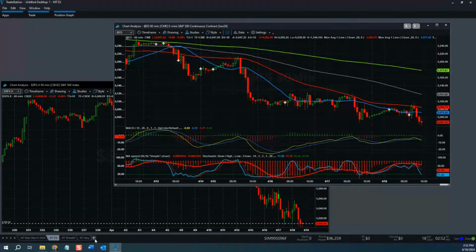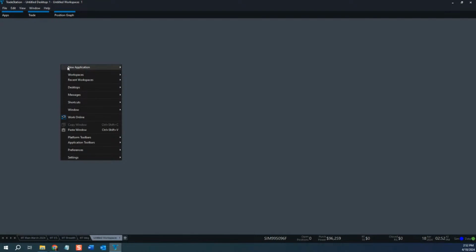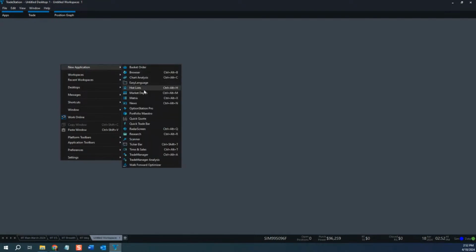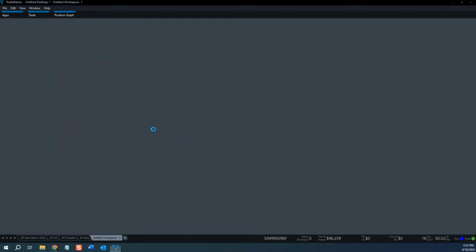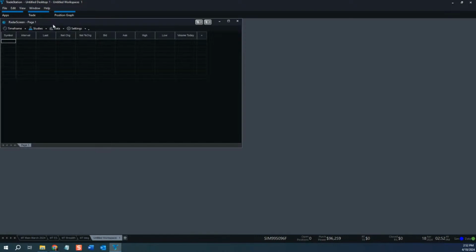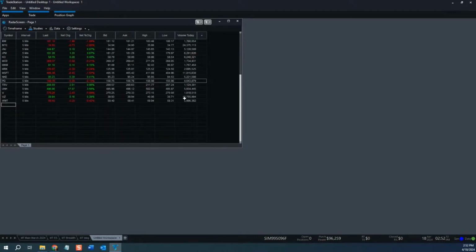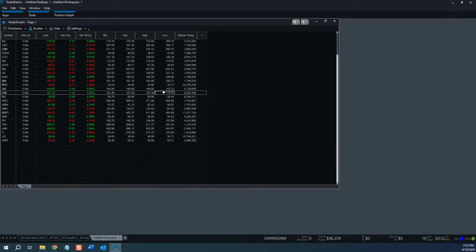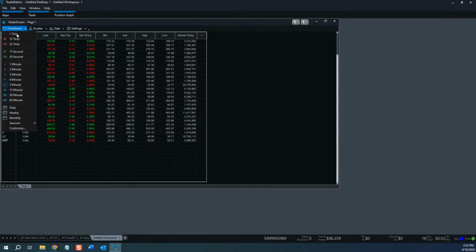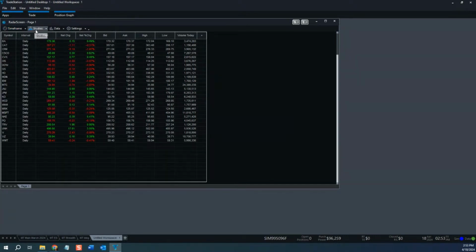So I'm going to very quickly pull up a radar screen, and I'll bring in the Dow. And then what I'm going to do is change it to the daily time frame. Then I'm going to go to add study, MA Speed. Now this can be used for finding kind of short-term momentum.